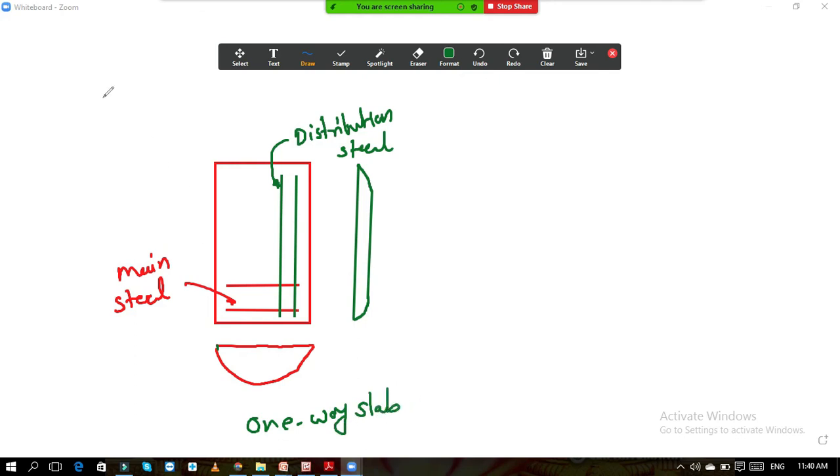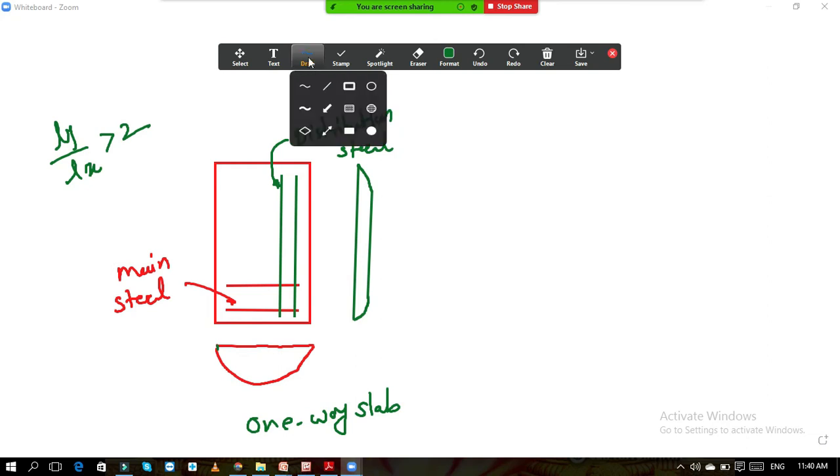Okay. So when the Ly by Lx ratio is greater than 2, you will go for a one-way slab. So this is the information for the one-way slab. Okay. Now what is the two-way slab? Next thing is, what is the two-way slab?